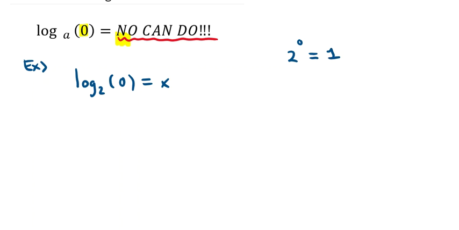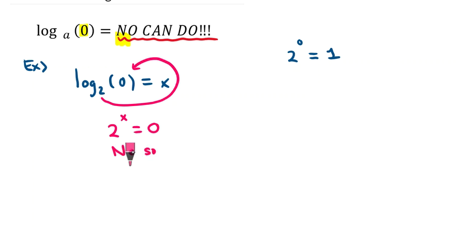And you can quickly tell that any number as a power of 2 won't give you 0. So if we were to even try to rewrite this using the log loop, we'd be tasked with figuring out what power of 2 gives us 0, and that doesn't exist. Or in other words, this would be an equation that has no solution.